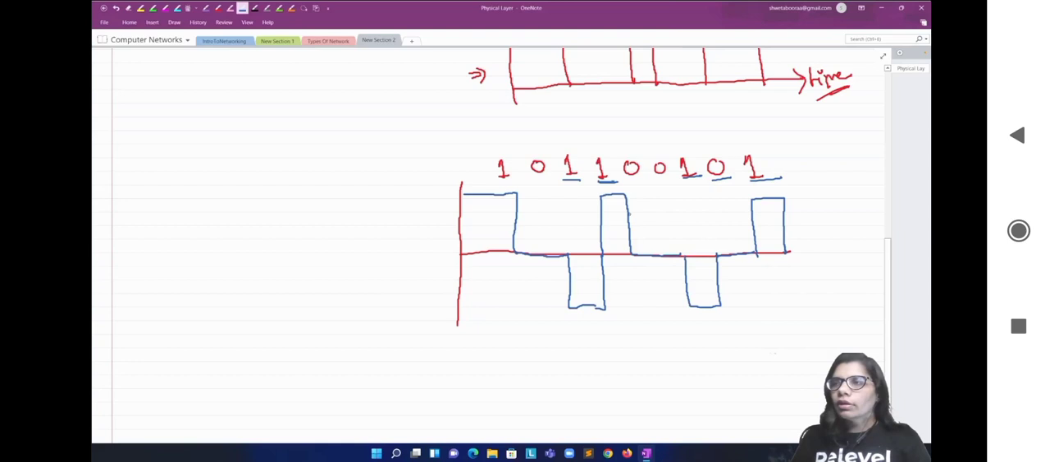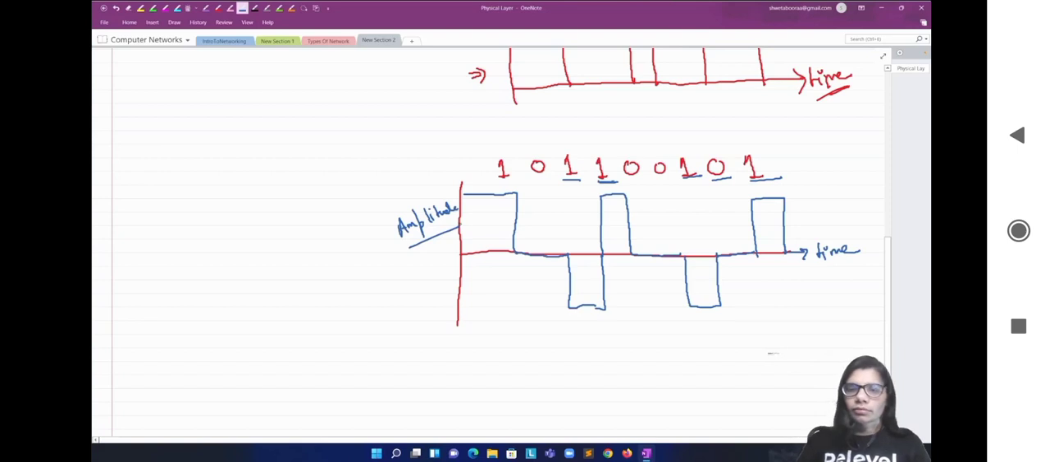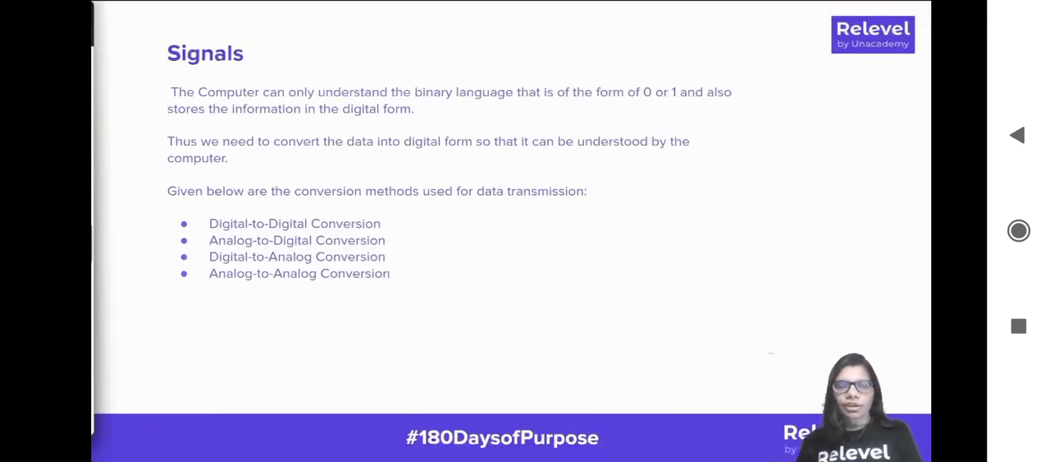So here you have 3 levels, negative, positive, and 0, right? Where your bit 1 is represented by alternating the positive and negative voltages. So this is your time and this is your voltage amplitude, right? So these were your 3 types of line encoding: unipolar, polar, and bipolar.